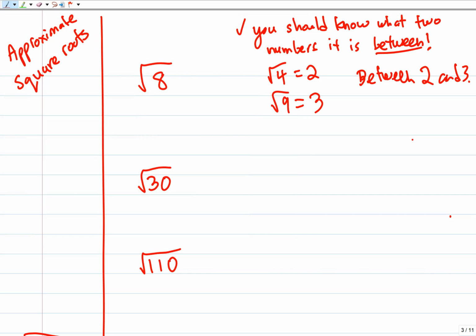2.828. Probably rounding that to the 100th. So how about 2.83?